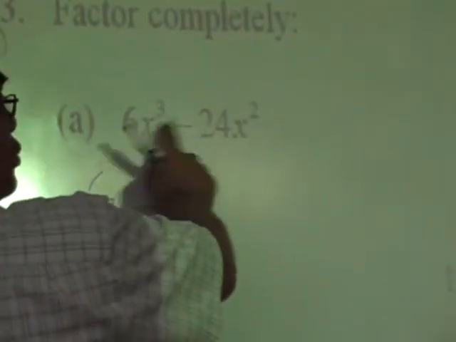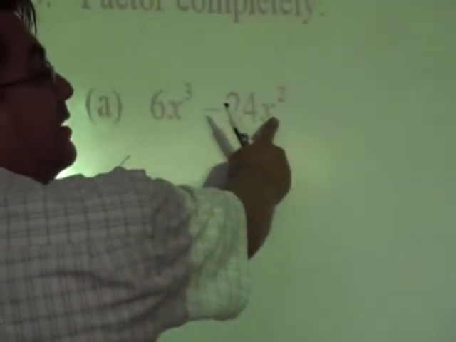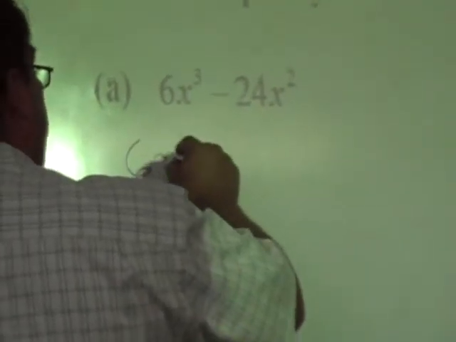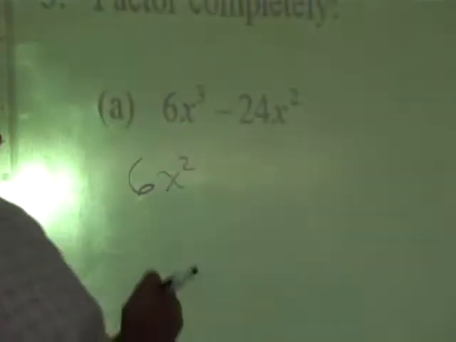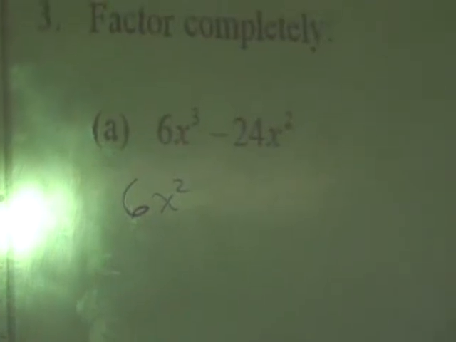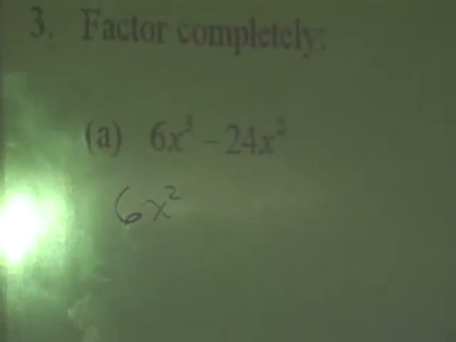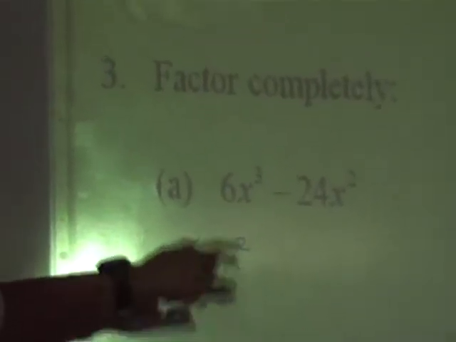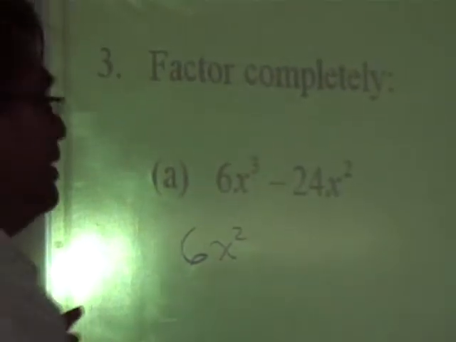I could pull out an x to the third from this one. There's not enough x's here. But x squared I can pull out. Remember, you want to pull out as much as you can in a single step so that you'll be finished. If you just pull out 6x, then you have another step to do afterwards.